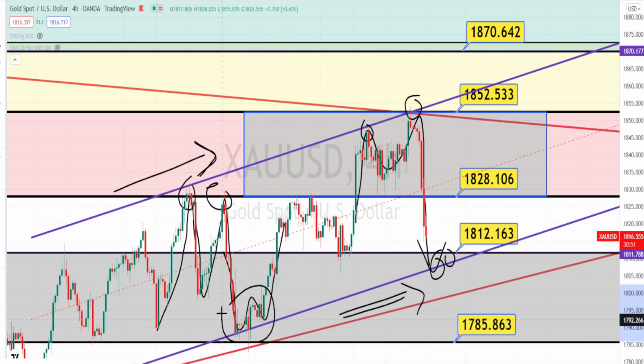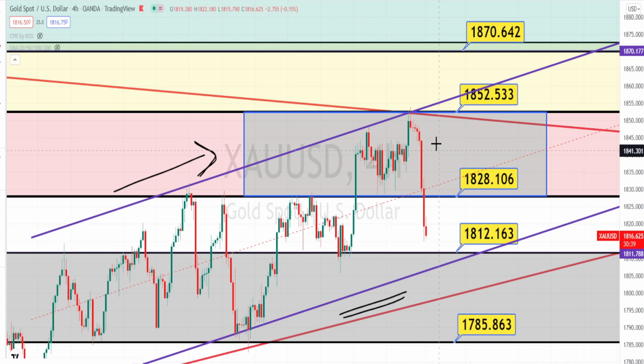So wait for a pattern formation before you go on a bullish side trade or before going on a bearish side trade. Currently the price action in 4 hours time frame is also in a bearish trend. The next level of support is going to be at 1812.